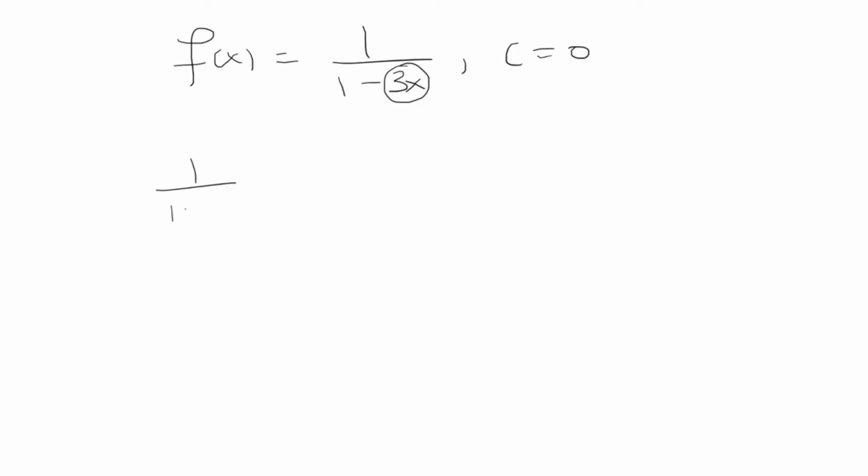We know that 1 over 1 minus x is the sum of x to the n, where n goes from 0 to infinity. So if I have 1 over 1 minus 3x, I'm just going to replace x with 3x.